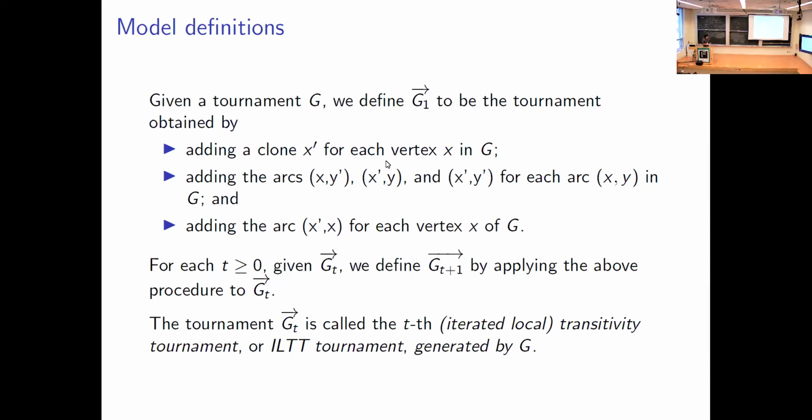And then for each time step t greater than or equal to 0, given G_t with the overwrite arrow, you can define G_{t+1} with an overwrite arrow just by repeating this process over and over again. And we call G_t with the overwrite arrow the t-th transitivity tournament, or ILTT tournament, generated by G.